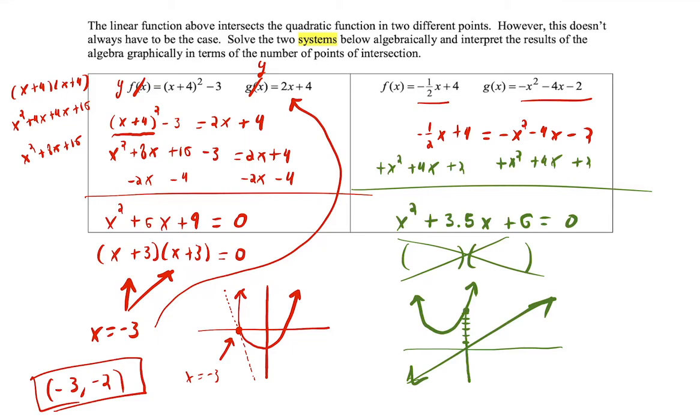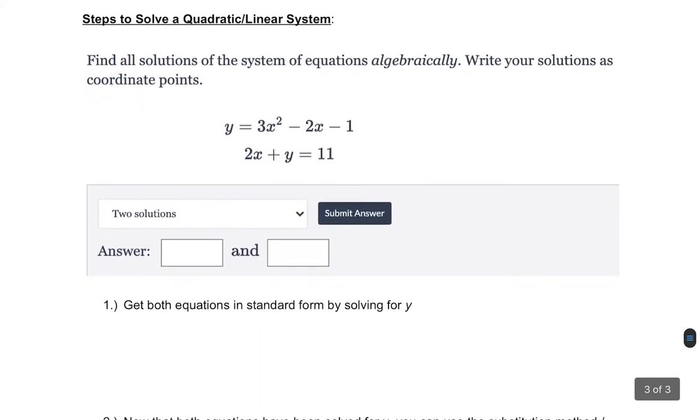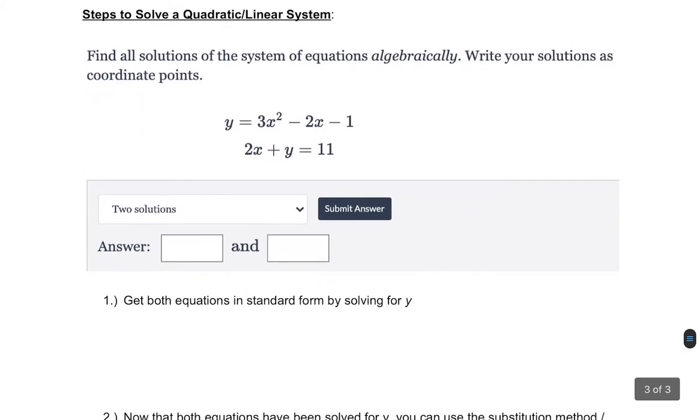So I'm just going to show you one more here just to really solidify this. Those are not the most common cases. I want you to see one more example, exactly how it looks on Delta Math here today. Find all the solutions to the following system algebraically. So without using a graphing calculator, write your solutions as coordinate points.